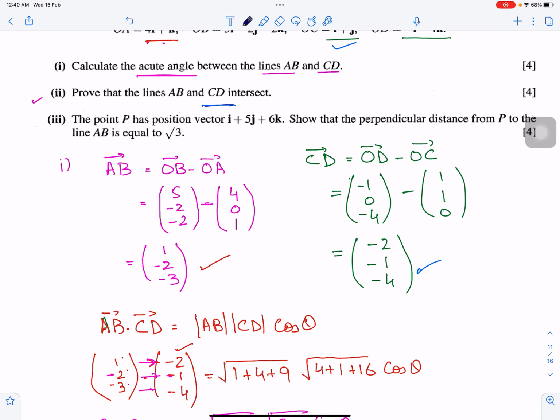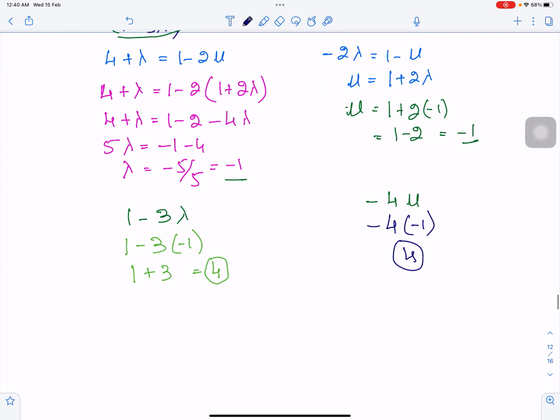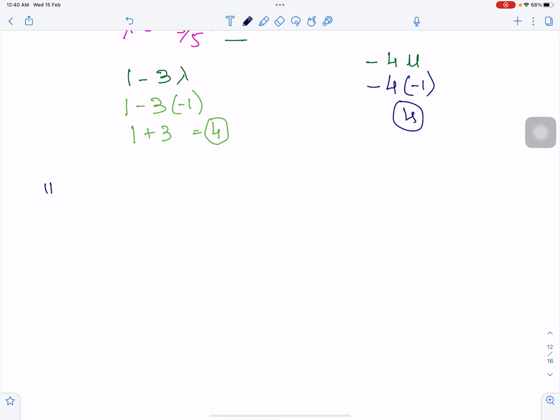Last part is tricky. We have to find out the position vector, perpendicular distance from P to the line AB. Okay. So part 3. Suppose this is my line AB and this is my point P. I have to find out this perpendicular distance. Let me call the foot F. So the whole target will be to find out PF vector and then its modulus. That will give me the distance. This is what the question is all about.